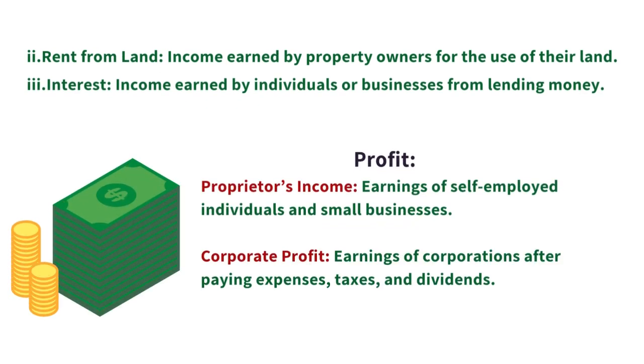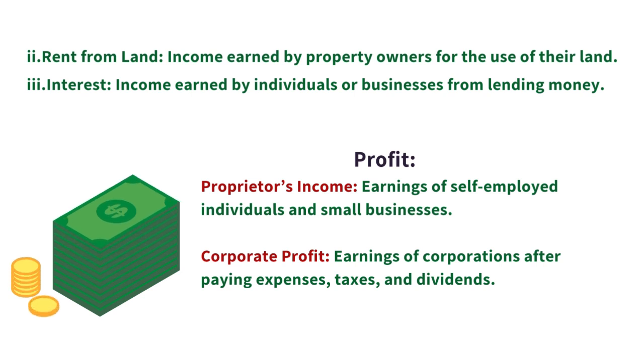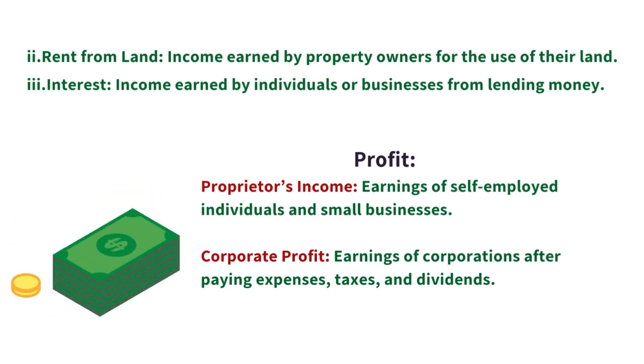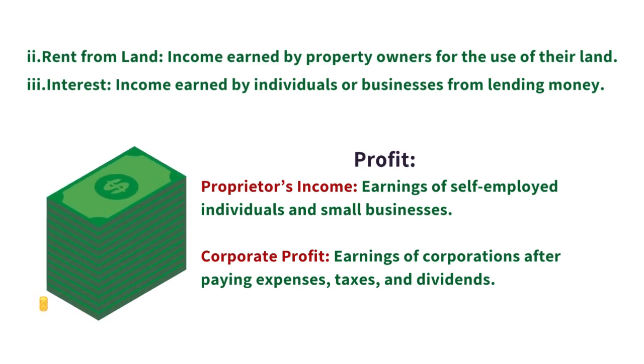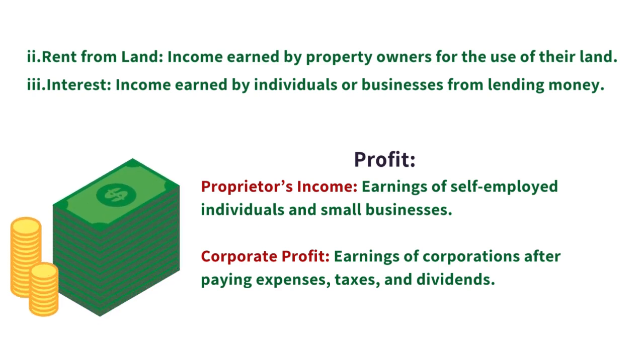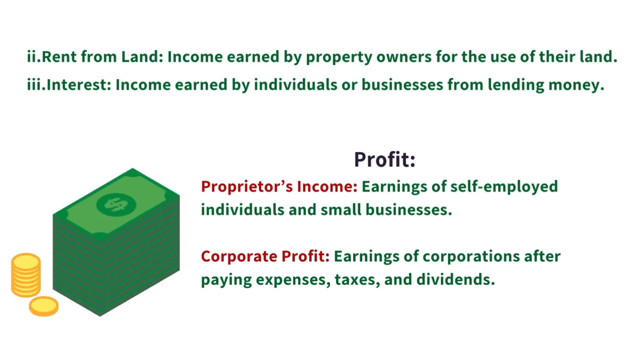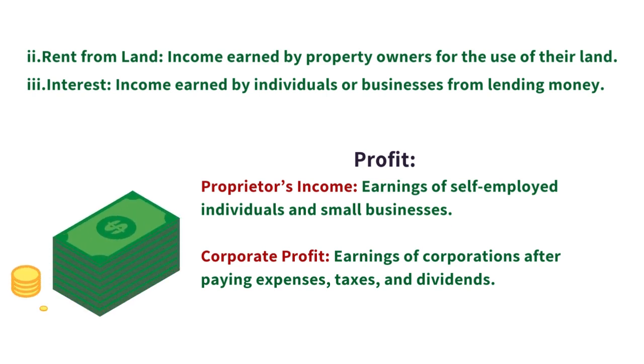Second is rent from land, income earned by property owners for the use of their land. Third is interest, income earned by individuals or businesses from lending money. And last is profit. There are two types: proprietor's income and corporate profit. Proprietor's income is earnings of self-employed individuals and small business, and corporate profit is earnings of corporation after paying expenses, taxes and dividends.